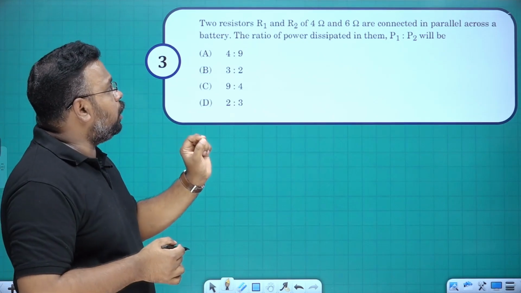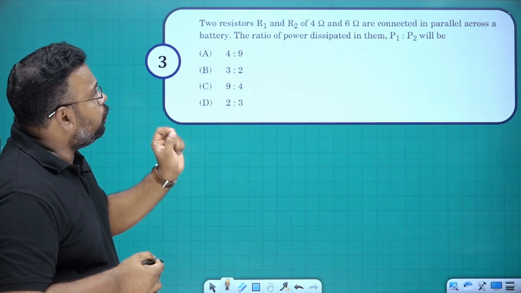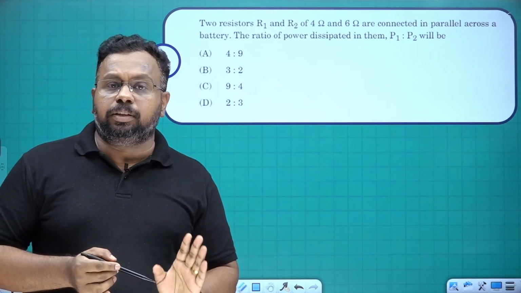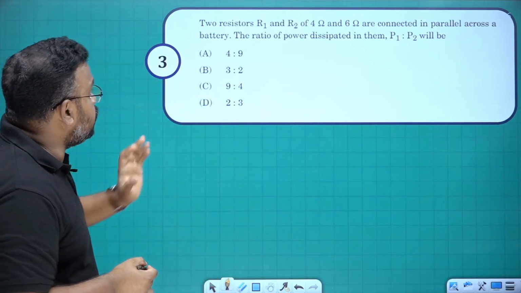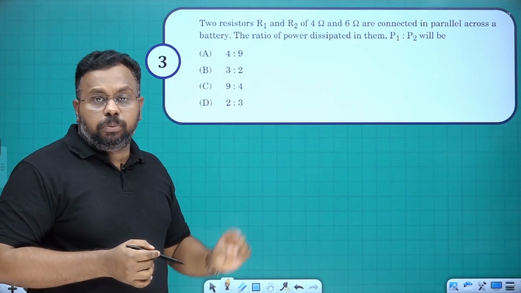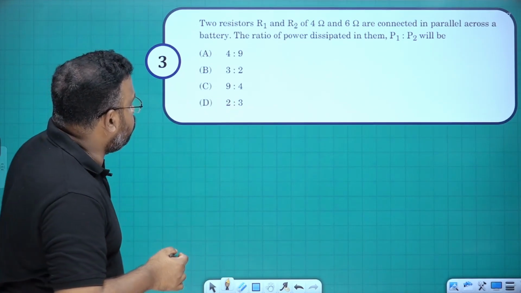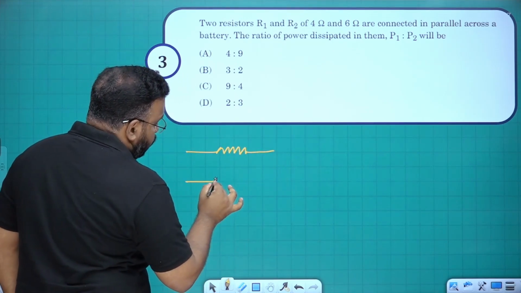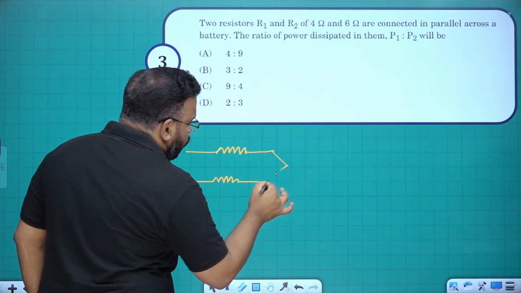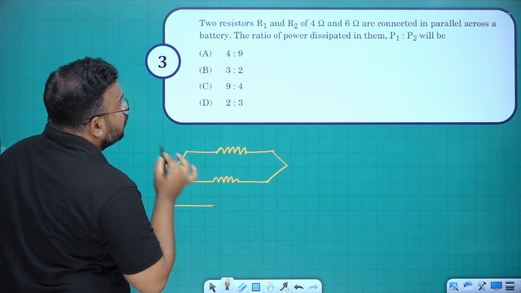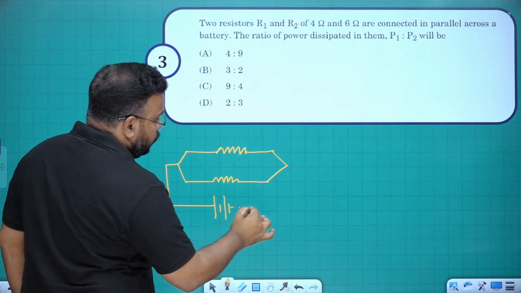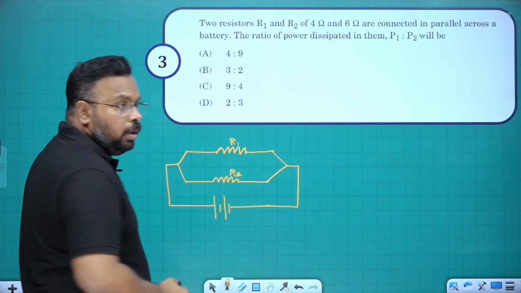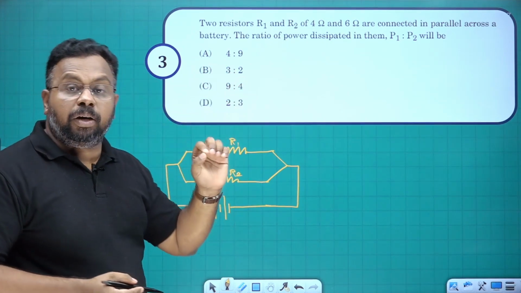Two resistors R1 and R2 of 4 ohm and 6 ohm are connected in parallel across a battery. The ratio of power dissipated P1 is to P2. Question from current electricity based on electric power. So let's check the question. There are two resistors R1 and R2. R1 is 4 and R2 is 6 connected in parallel across a battery. So we can show it like this. This is R1 and this is R2.